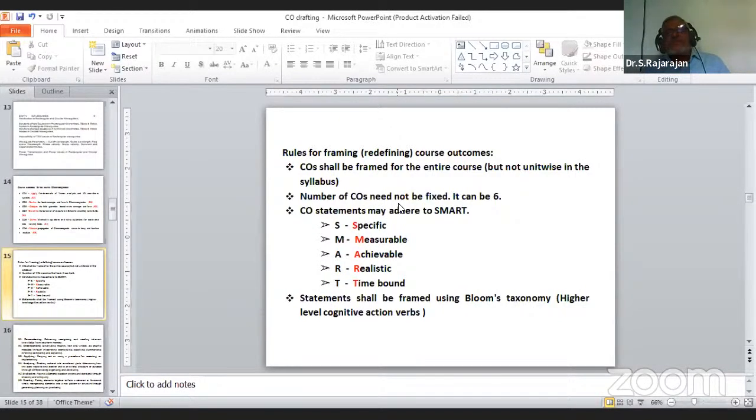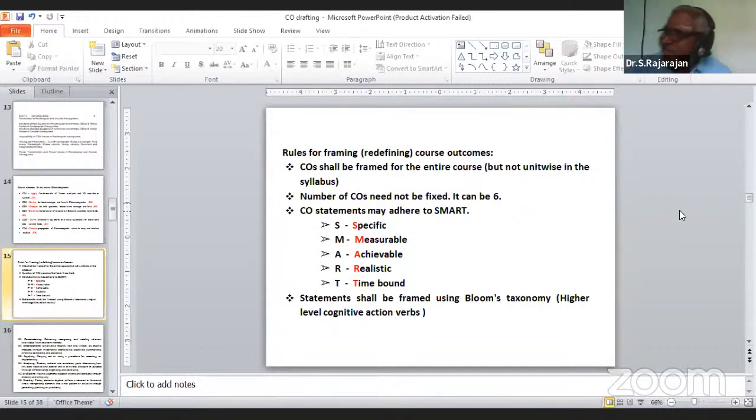Rules for framing the course outcomes. COs shall be framed for the entire course, not for your unit. For the entire course, you have to frame the syllabus course outcomes, not for units. You can understand what language I am talking now. Unit-wise, you can write a maximum of 5 course outcomes. But if you write for the entire course, based on your requirement, you can write either 4 or 5 or 6, whatever the number.